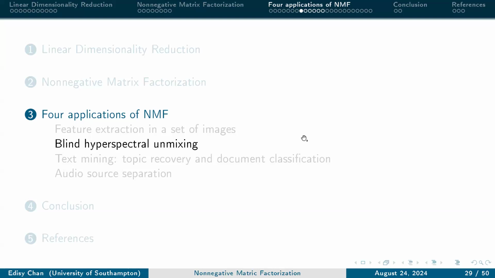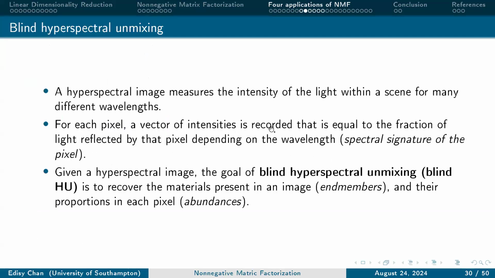Another kind of application is called blind hyperspectral unmixing. This is also an image processing problem. A hyperspectral image measures the intensity of the light within a scene for many different wavelengths, usually from 100 to 200 wavelengths. For each pixel, a vector of intensity is recorded, which is equal to the fractions of the light reflected by that pixel, and that depends on the wavelength.